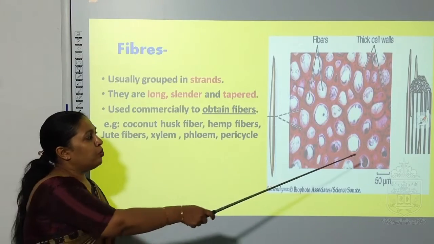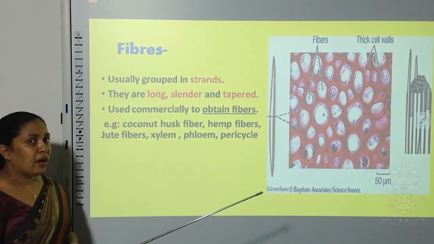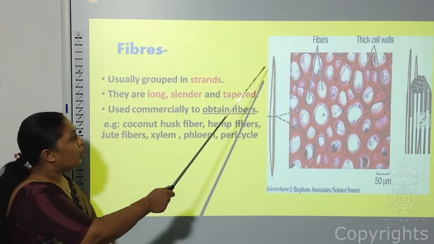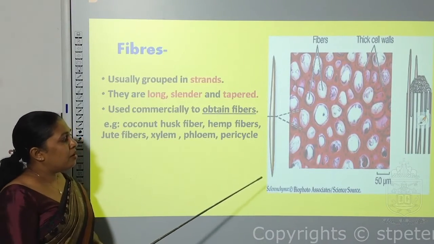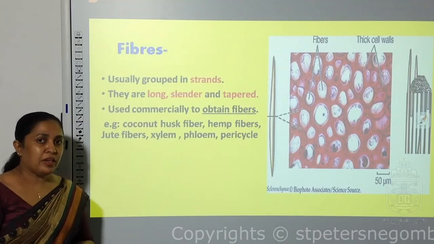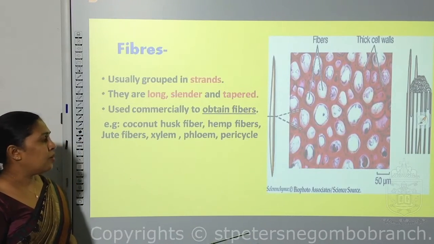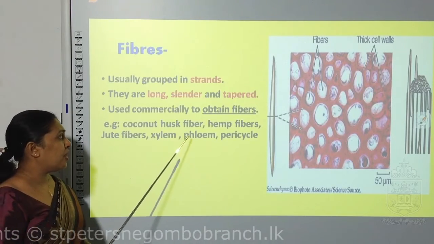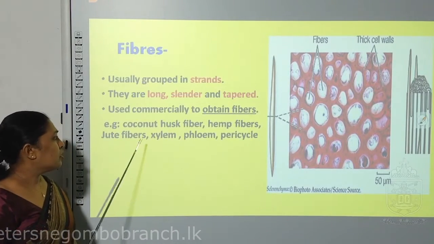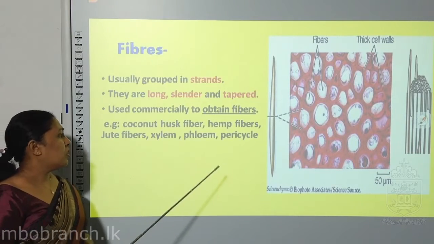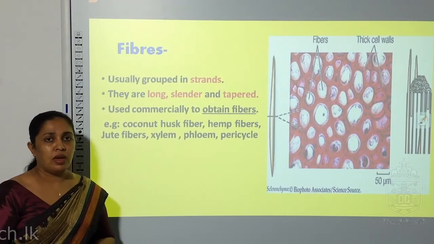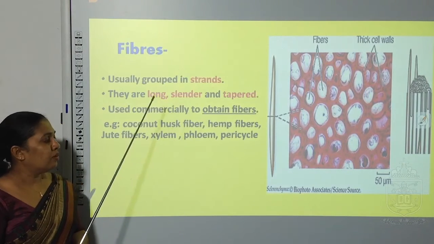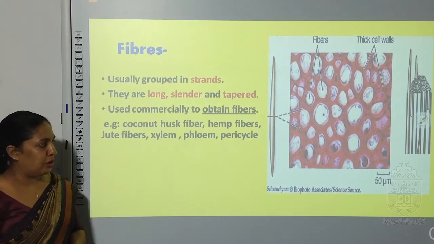They are grouped or occur as strands. These are long, slender, and tapered. They have tapered ends. And you can see commercial fibers like coconut husk fiber, hemp fiber and jute fibers, which are used commercially, almost all of them sclerenchyma fibers.